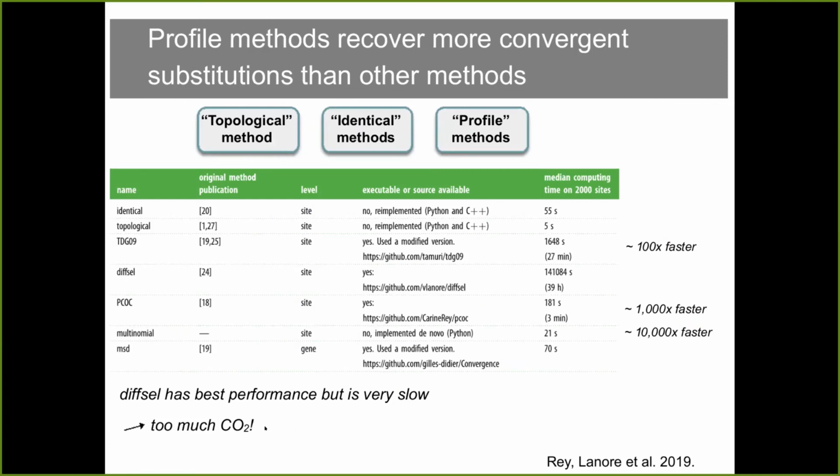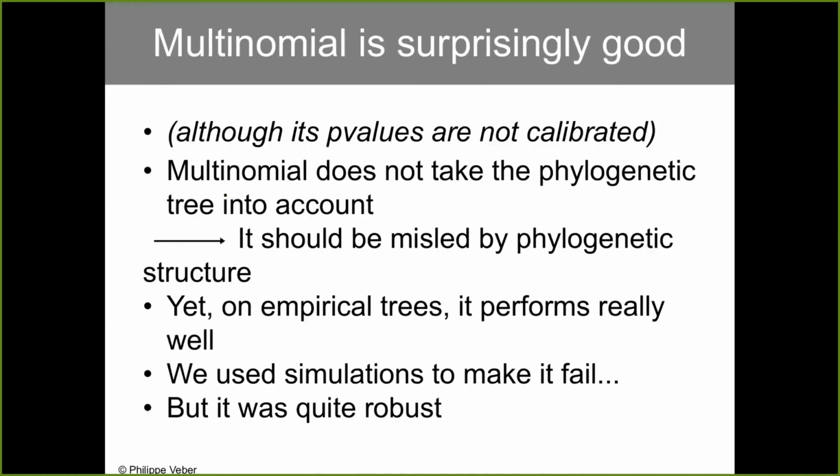And so that motivated us to try to develop faster methods that would perform possibly as well as DiffCell, and that would consume much less CO2 than DiffCell, because this is not the type of software that you can run on a genome scale. So I'm gonna pass quickly the rest to get to the conclusion.